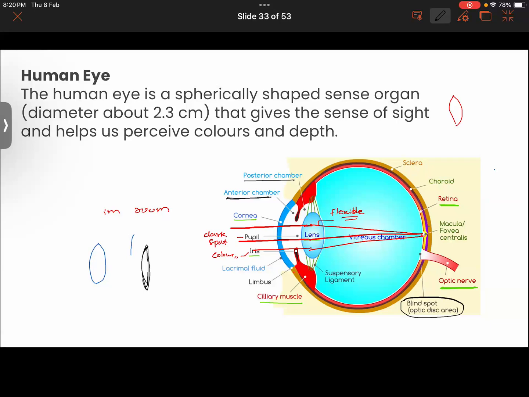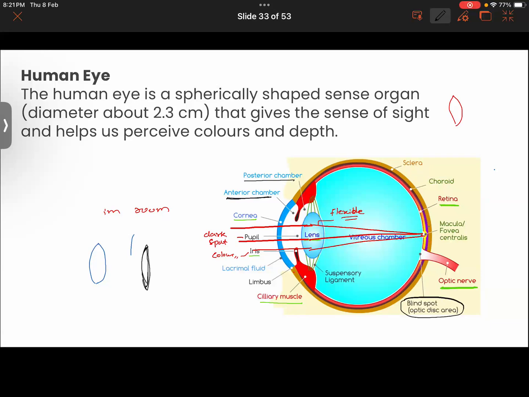So when you look at an object, what do you see? The light rays coming from the object will be entering the eye. First of all, it will enter via the pupil and then fall on the eye lens. And the eye lens, as we have discussed, is a convex lens. So it converges. Remember that a convex lens converges. So it will converge the light rays and they will be focused onto the retina.